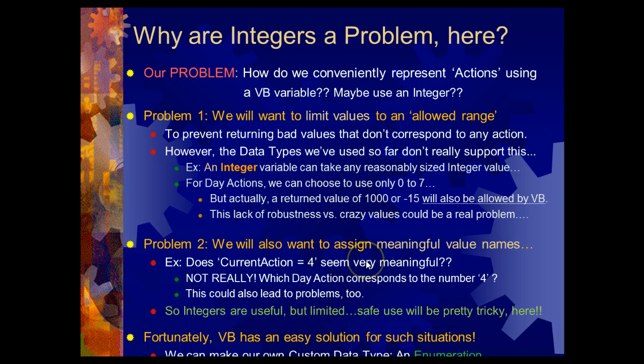We also want to assign meaningful value names. So he says if we have something like current action equals 4, that's not so meaningful. It's not very clear which day action 4 refers to. This could also lead us to problems. So integers are useful, but they're limited, and making them safe will be kind of tricky. Fortunately, VB has an easy solution for such situations. We can make our own custom data type called an enumeration.